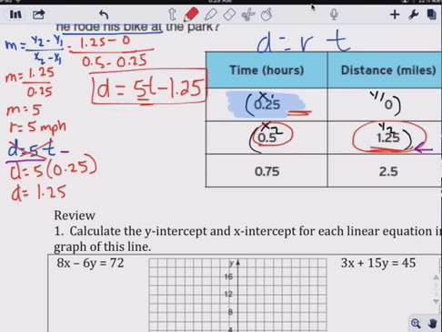And you can check it by going d equals 5 times 0.5. Then you subtract 1.25. This we said was 2.5 minus 1.25.